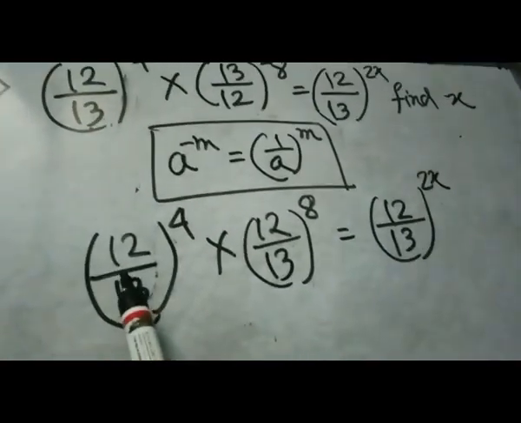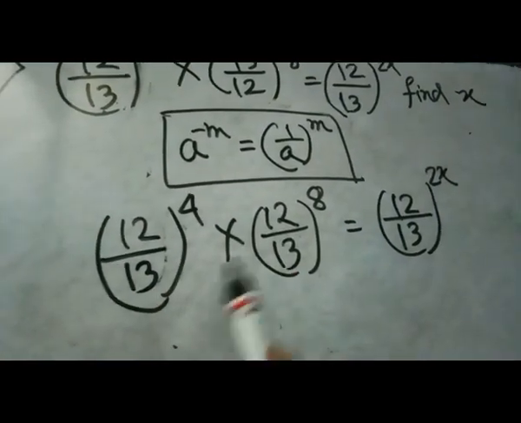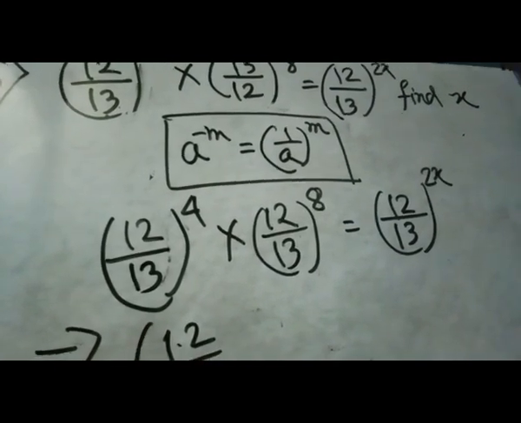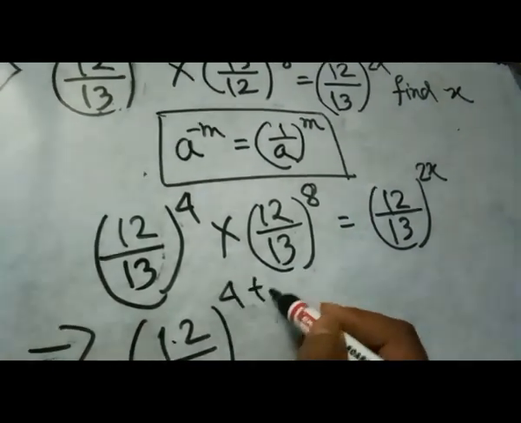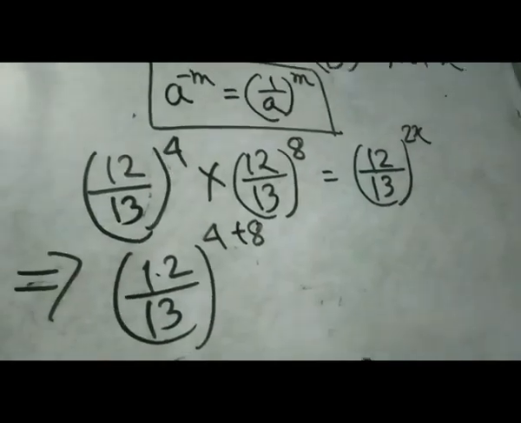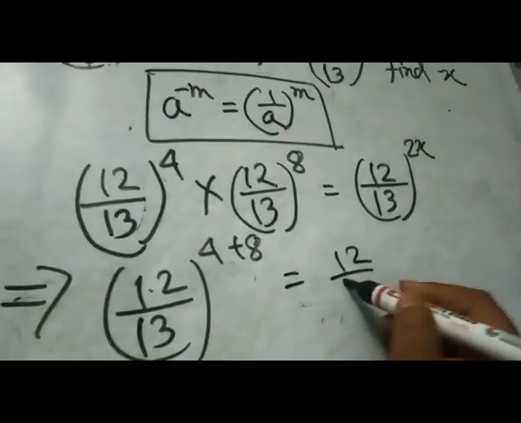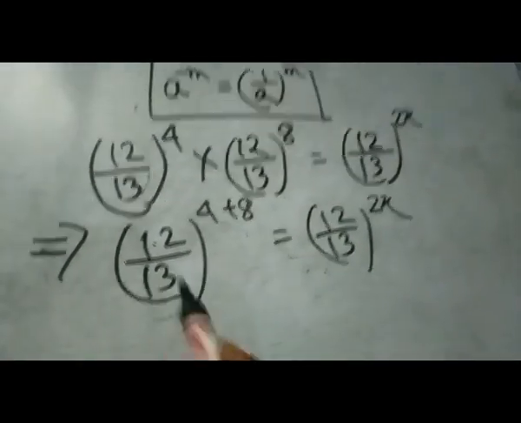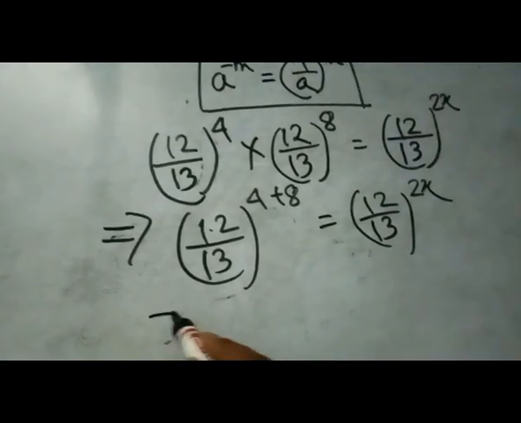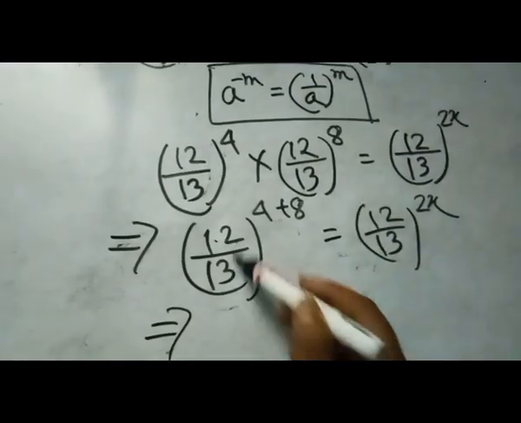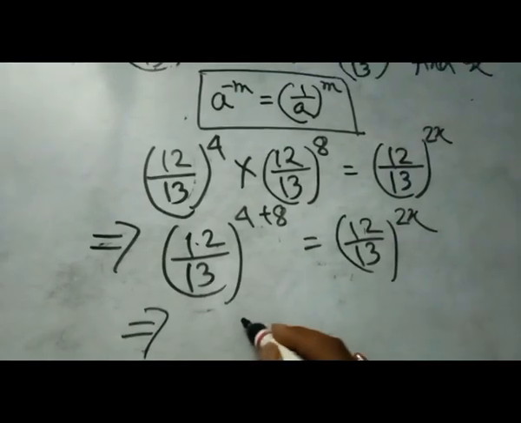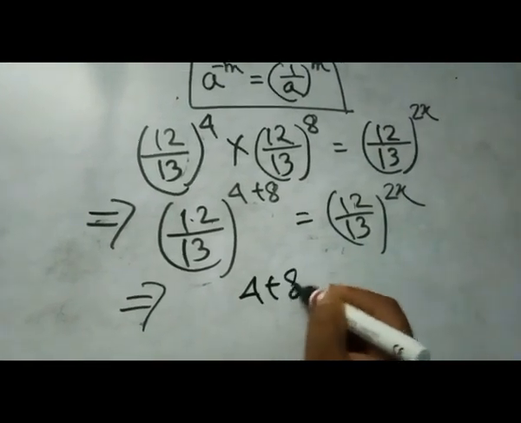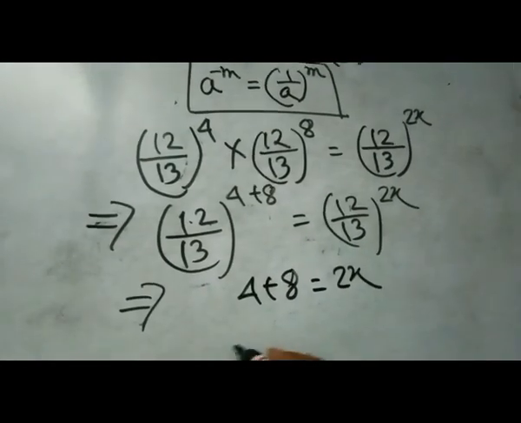Since both the bases on the left hand side are equal, you can write 12 by 13 whole to the power 4 plus 8. Here the powers will be added. And there, 12 by 13 whole to the power of 2x. In both sides the bases are equal. Here 12 by 13, there also 12 by 13. So what is your conclusion? The powers will be equal. So 4 plus 8 equals 2x.